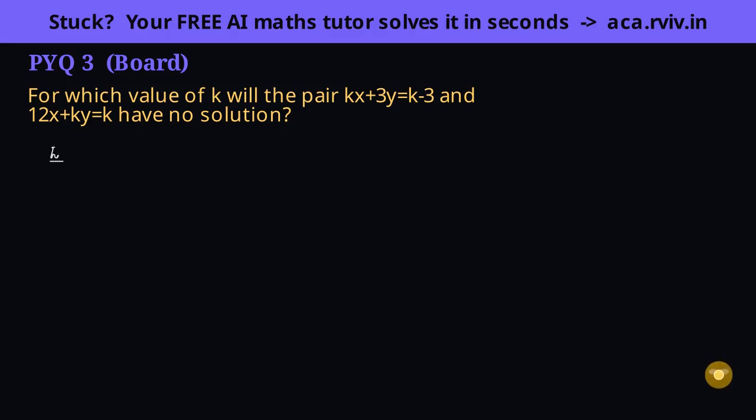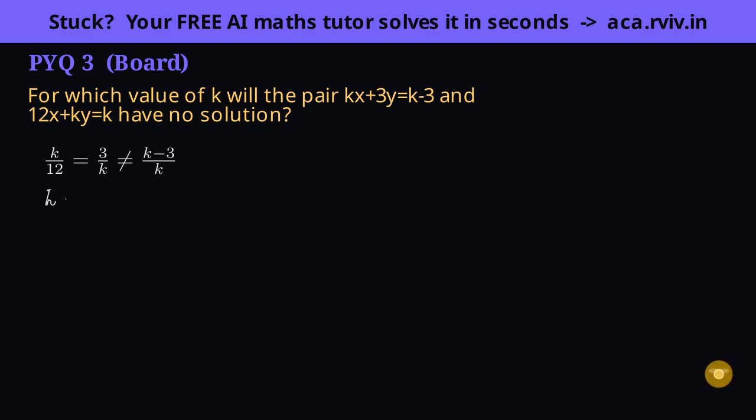Translate first. No solution means parallel lines, and parallel means the A and B ratios are equal so the slopes match, while the C ratio is different so the lines stay apart. Write those ratios out, k over 12, 3 over k, and the constant k minus 3 over k.